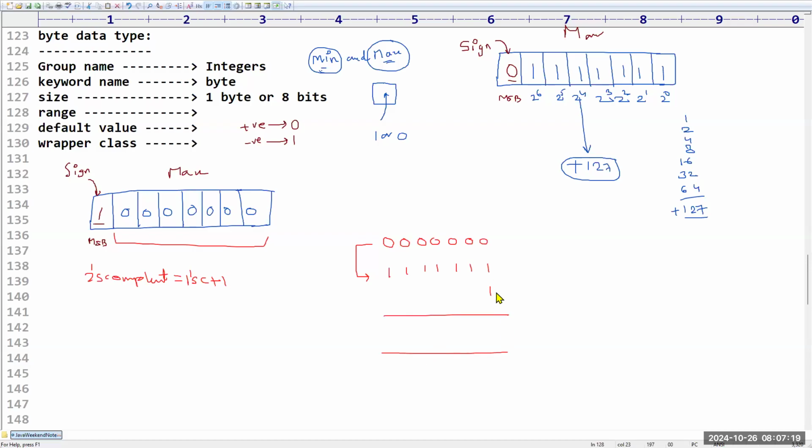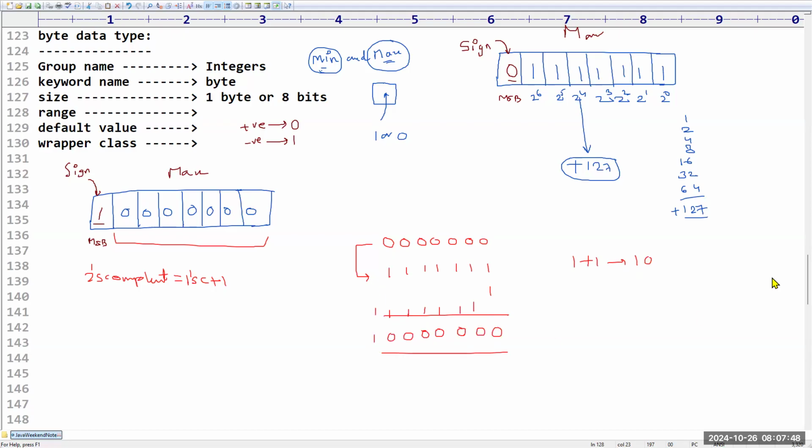Sir, what is 1 plus 1? Don't say 2. It is a binary addition. 1 plus 1 is nothing but 1, 0. We have to take 0 here and carry 1. 1 plus 1, again 0, carry 1. 1 plus 1, 0, 1. 1 plus 1, 0, 1. 1 plus 1, 0, 1. 1 plus 1, 0, 1. So since there is no more bit, 1.